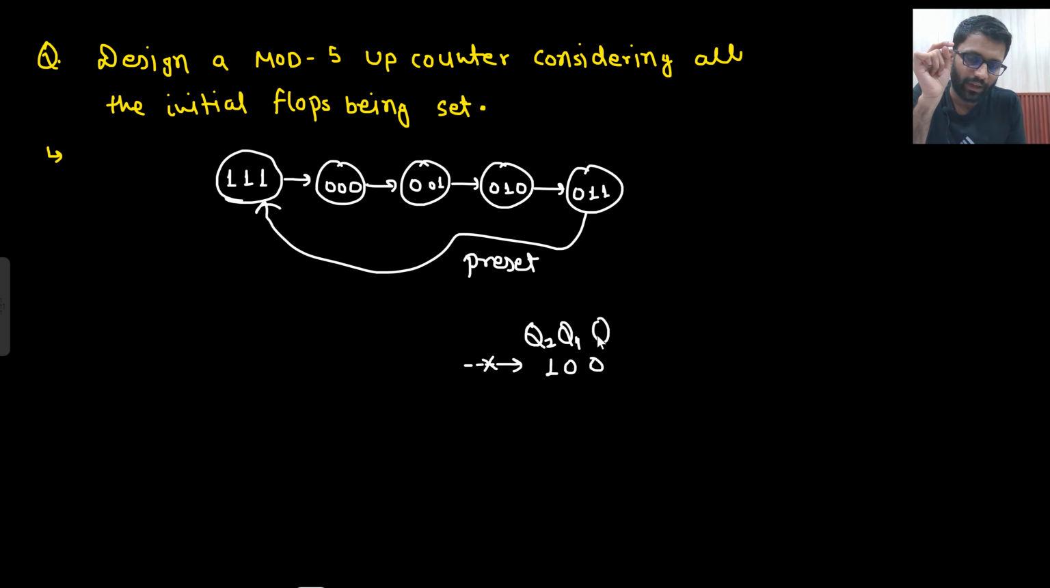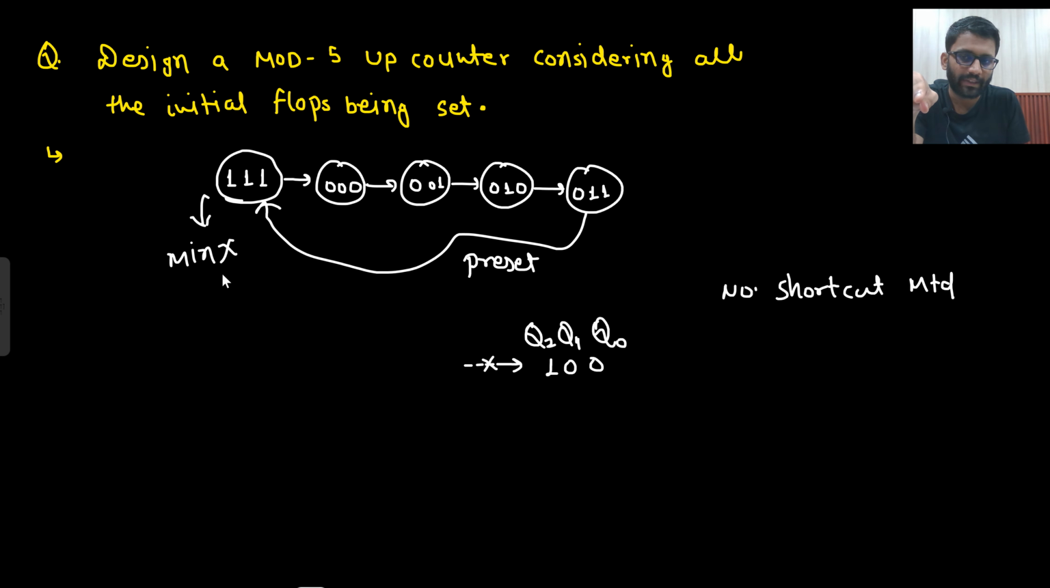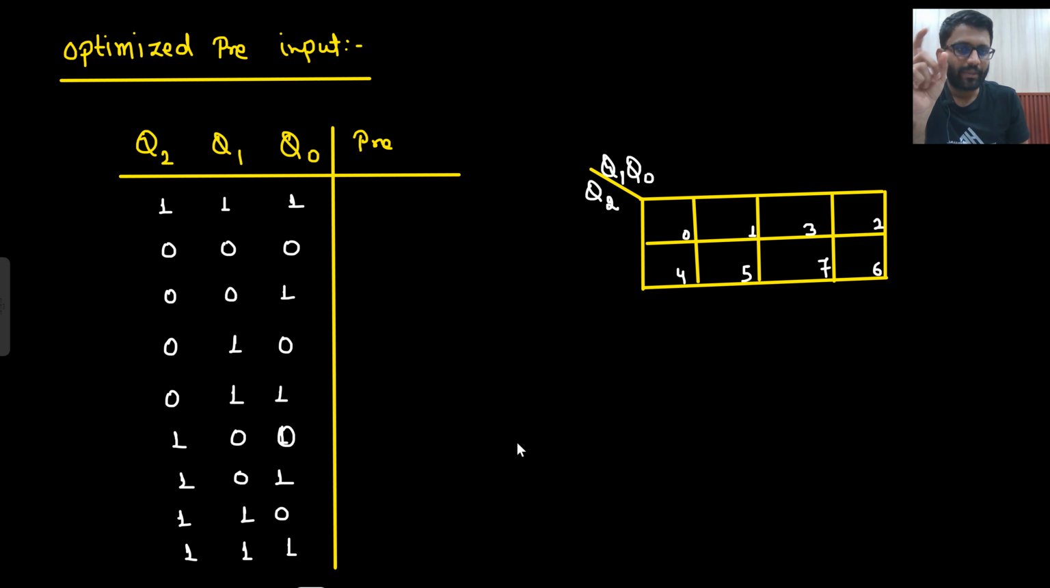Q2, Q1 and Q0. In this one there is no shortcut method. Because this is not the minimum. You are expected to start from 0, 0, 0, but you are starting from 1, 1, 1. So no shortcut method is applicable. You need to do the complete analysis. If the shortcut method is not applicable, then what we need to do? We need to design it completely.